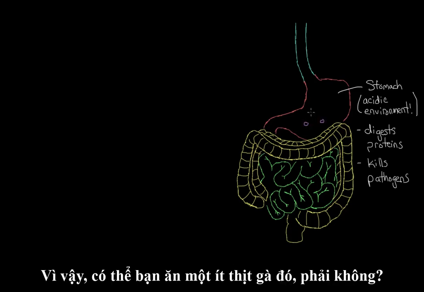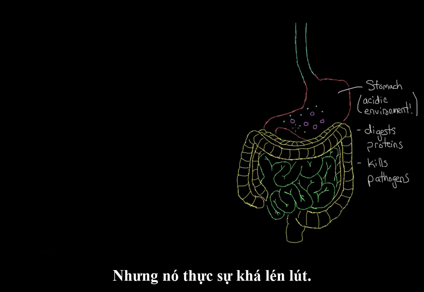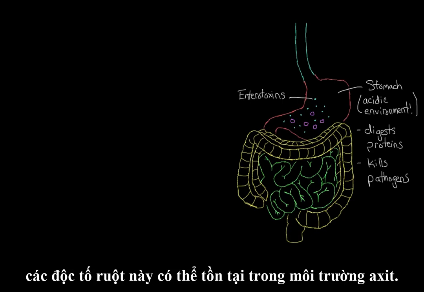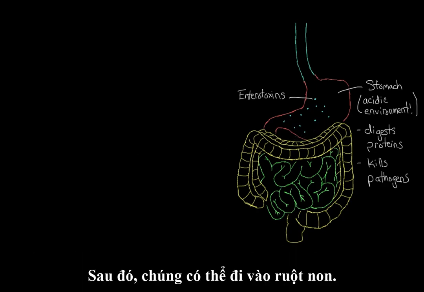So maybe you eat some of that chicken, right, and then that bacteria ends up in your stomach. That bacteria may start to die off, but it's actually pretty sneaky. It'll actually start to release these chemicals called enterotoxins. These enterotoxins can survive the acidic environment. So even if the bacteria starts to die off, the enterotoxins will still be around. They can then make their way into the small intestine.